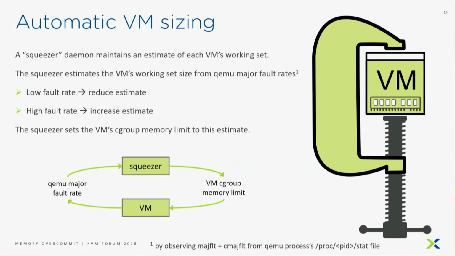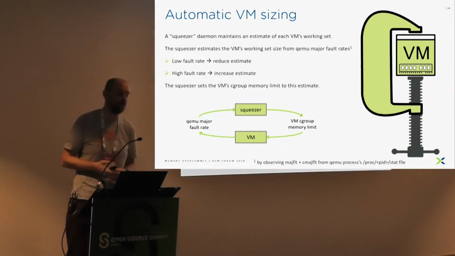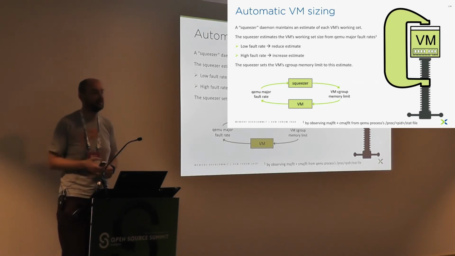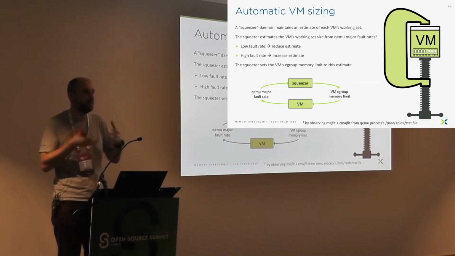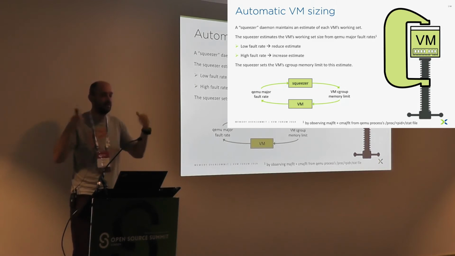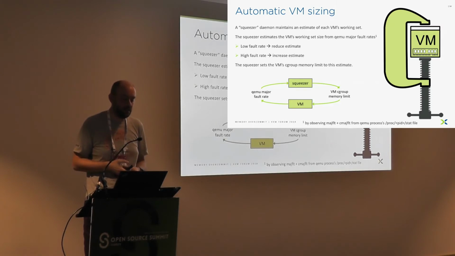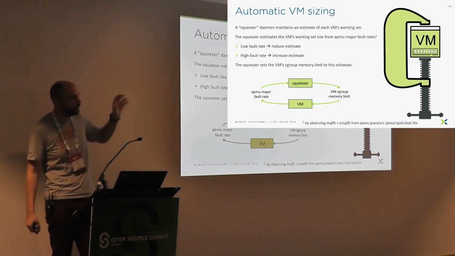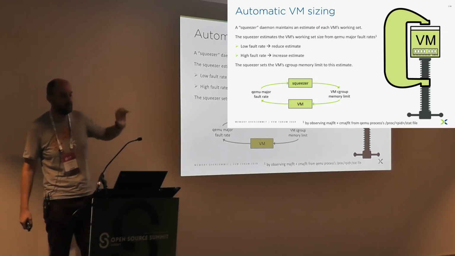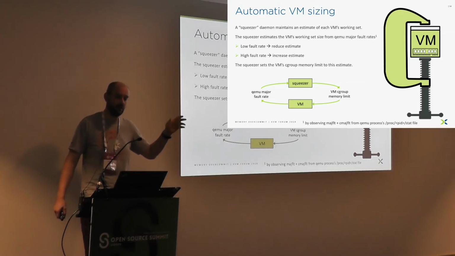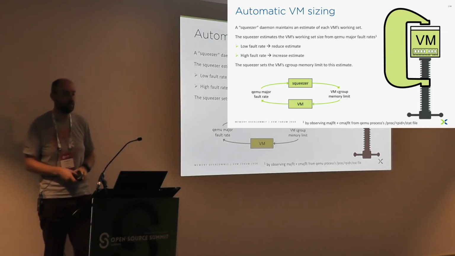So how do we achieve automatic VM sizing? So I'm introducing the concept of a squeezer daemon that will be maintaining an estimate of each VM's working set. So the working set you can think of as the pages that this VM is actively using. So the squeezer daemon will be responsible for monitoring a VM and estimating the VM's working set size by observing the major fault rate from the QEMU process and the other processes that may be responsible for that VM.